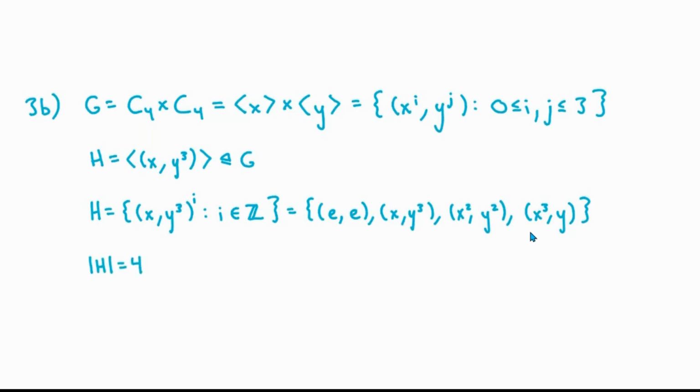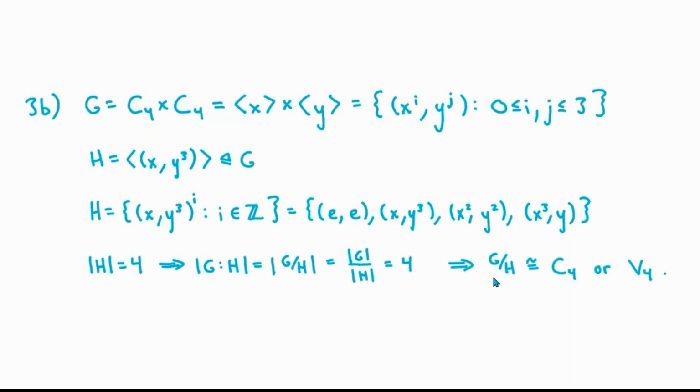Okay, well, as before, if the order of the subgroup is 4, then it means that the index of H in G, which is the order of the quotient group, is also 4, so it means that the quotient group is isomorphic to C4 or V4. Now, I hope this doesn't end up being anticlimactic, but we'd like to go through and try to see which of these two possibilities it is.